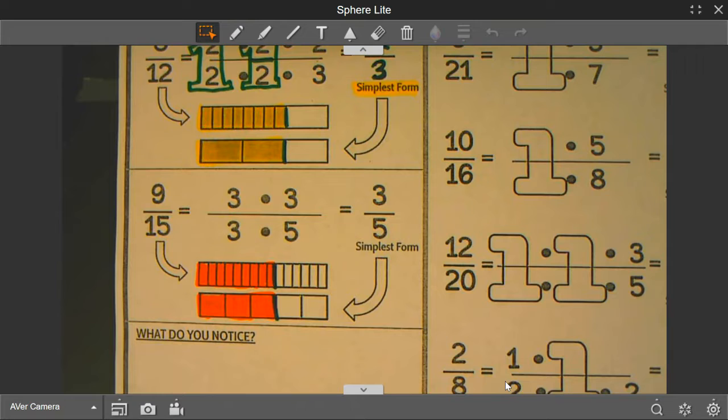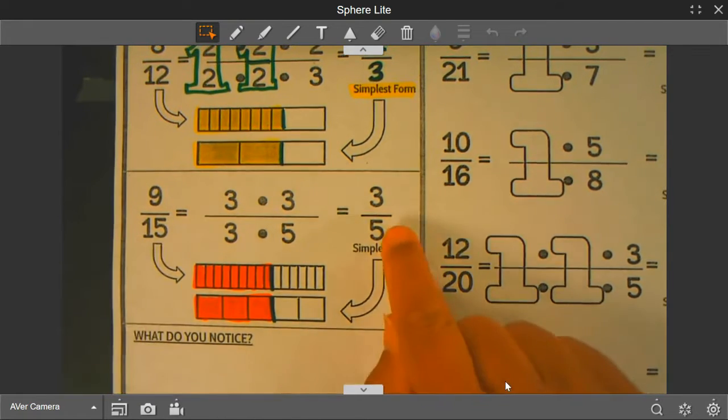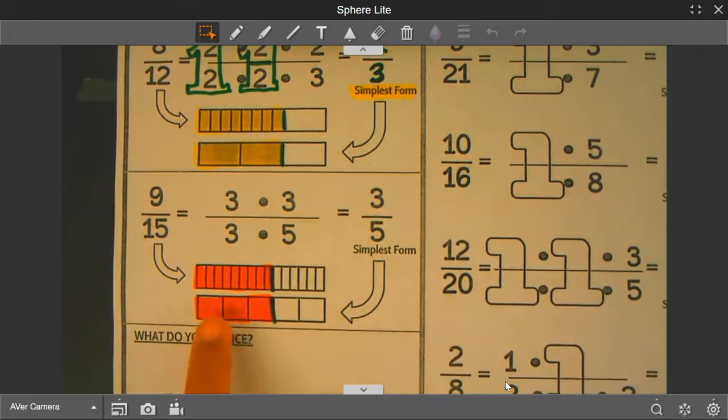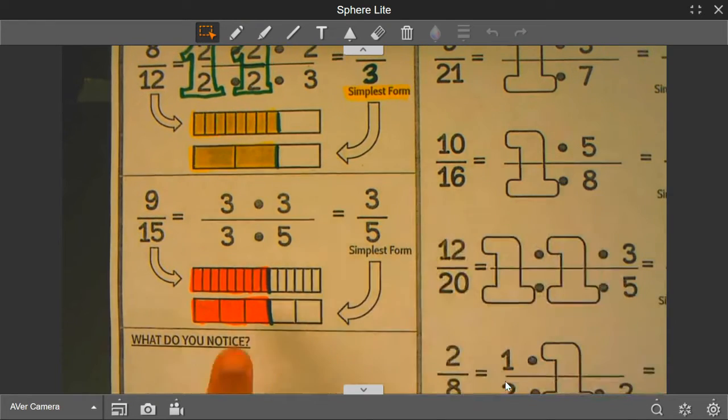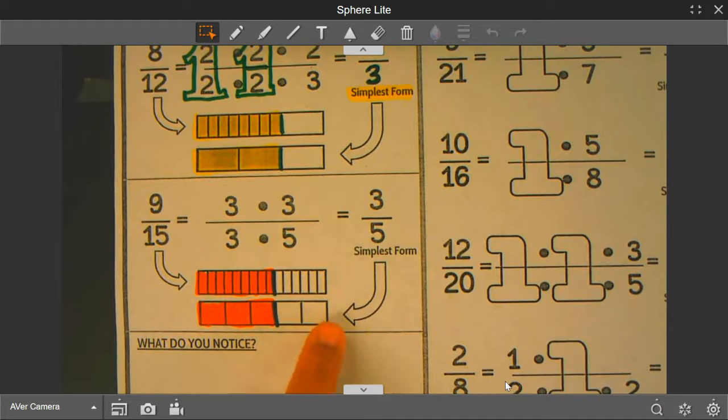What kind of math is done to go from 9/15 to its simplest form of 3/5? And remember, the simplest form is the version of the fraction with the least amount, or the smallest amount, of pieces, right? So let's see the math that we notice.